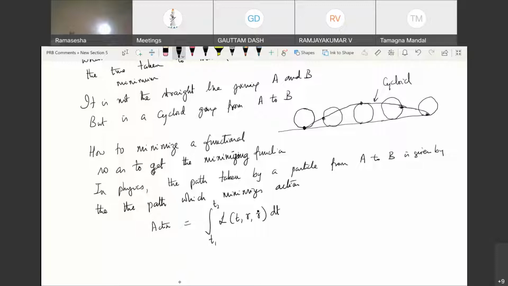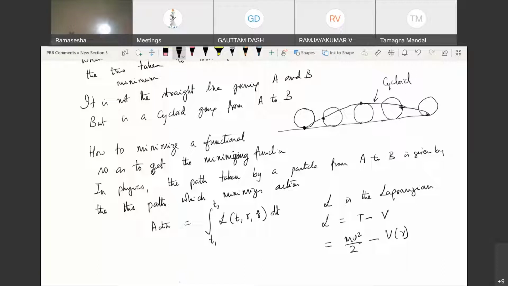I have written the Lagrangian for a single particle in the absence of any electromagnetic fields. So that's why I have it in this form. L equal to T minus V, or equal to mv squared by 2 minus V of R. Okay, so that's the Lagrangian.